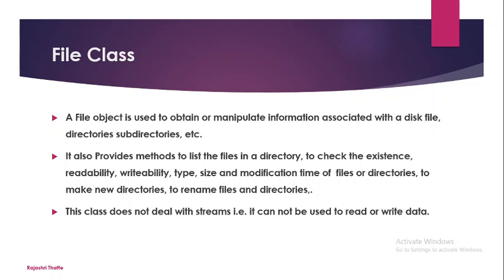We can also say that a directory is also a file, because a directory is a special type of file which contains a list of file names or subdirectories as information. So a directory is a special type of file which gives information about the list of files or subdirectories present under it. If we want to know information regarding any file, directory or subdirectory, we can use this File class.